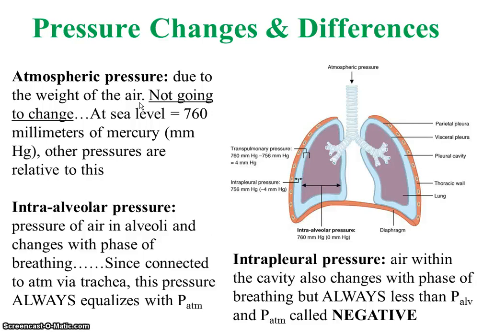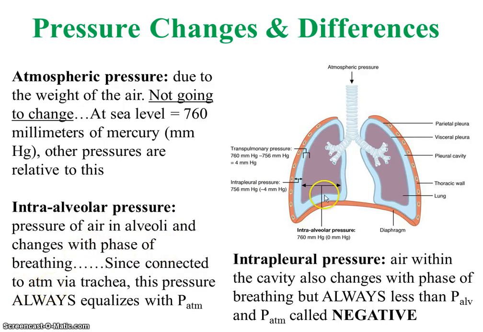But here, with all these molecules weighing down on us at sea level in Texas, we are somewhere around 760 millimeters of mercury. You don't have to remember that, but that is one atmosphere of pressure. And the other pressures are going to be related to this, right? So this is a fundamental one we start with. So the intra-alveolar pressure, inside the alveoli, is the pressure of the air in the alveoli. I mean, they've cut them off here to show you this idea, but they're all over in here, right? And it changes with the phase of breathing. So as you're inhaling and exhaling.